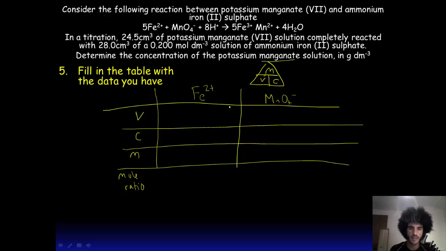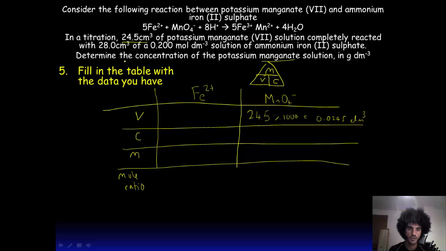Next step, fill in the table with the data you have. If you've got a question like this, underline those numbers. So, potassium manganate solution, I have 24.5 centimeter cubed. Potassium manganate is over here, so 24.5 goes into there. Because it's a titration, we always work in decimeter cubed, because concentrations are always in decimeter cubed. So I have to divide this by 1,000, which gives me 0.0245 decimeter cubed. And that will come into importance later.